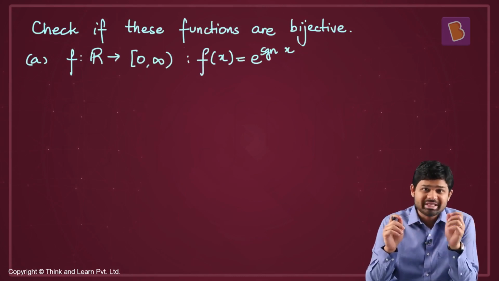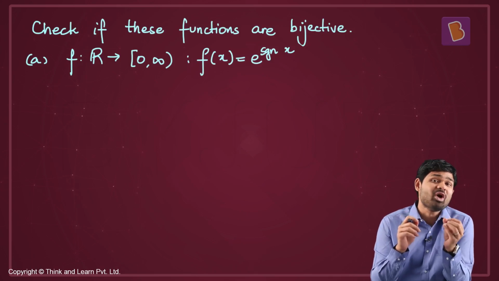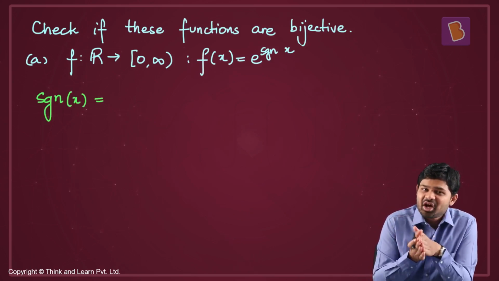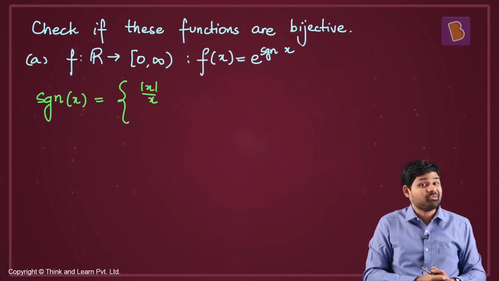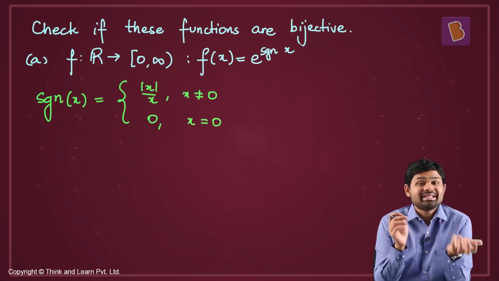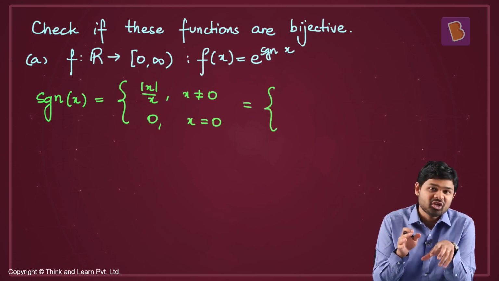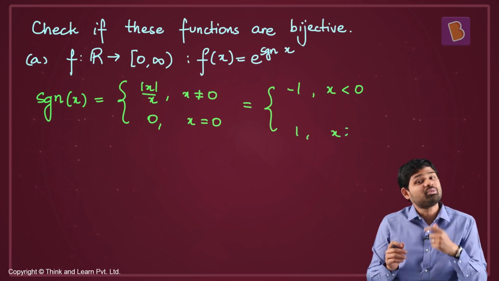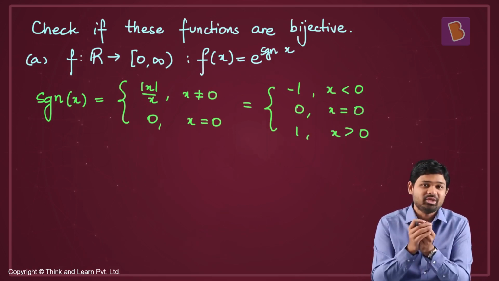The first option that is given is the function e to the power signum of x. Now, what is the signum function? The signum function is nothing but modulus of x divided by x when x is not equal to 0, and it's equal to 0 when x equals 0. This means that the signum function is equal to -1 when x is negative, 1 when x is positive, and 0 when x equals 0.